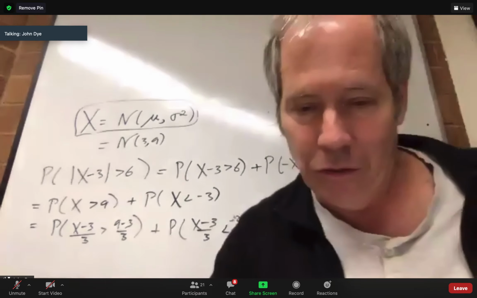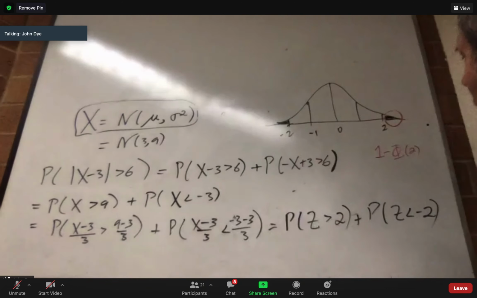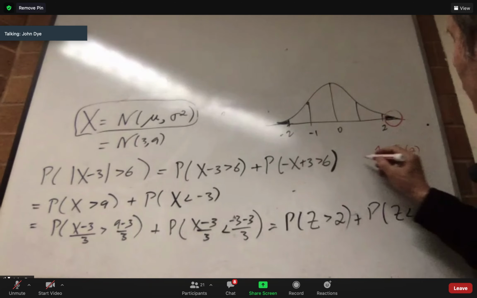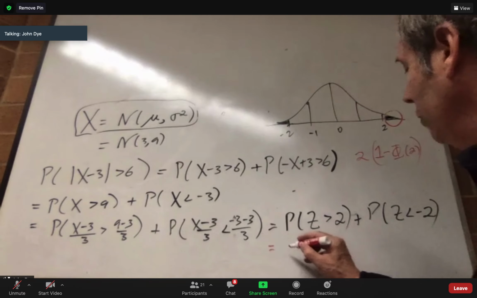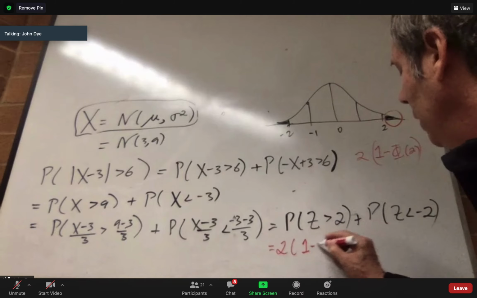Let me look at the chat, make sure people are following me. I think they are. But there's 2 of those pieces, so you go like this. So I need to evaluate 2 times 1 minus phi of 2.